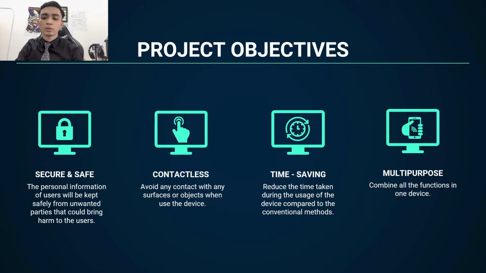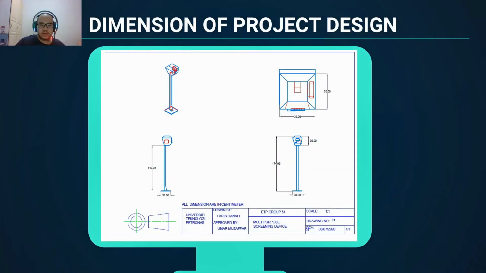Before I pass to the next presenter, let me recap what I have discussed. In the first part, I discussed the project background, where we got the idea to invent the project. In the next part, I discussed the list of problems that we need to solve. And the last part, I discussed the project objectives that we want to achieve. Alright, thank you Omar for the explanation.